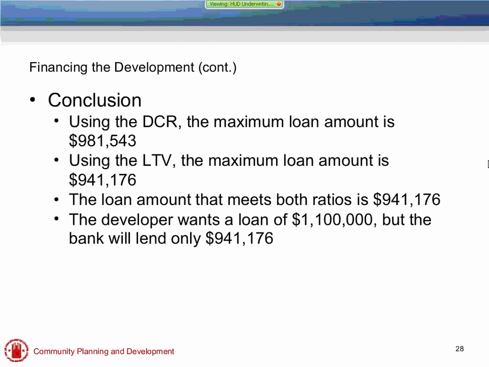So if we look at the conclusion of both of those, our debt coverage ratio shows that we could borrow $981,543. Using our loan-to-value, the maximum loan is $941,176. So the loan amount that's going to meet both of the lender's required criteria is going to be the lower number. So $941,176 is what we can actually borrow, not $1.1 million. So just keep in mind, again, that lenders are going to look at both ratios. You're going to calculate both, and for both ratios to be met, it's always going to be the lower number.